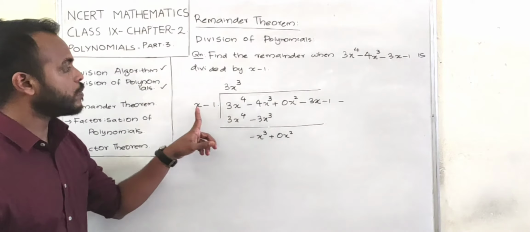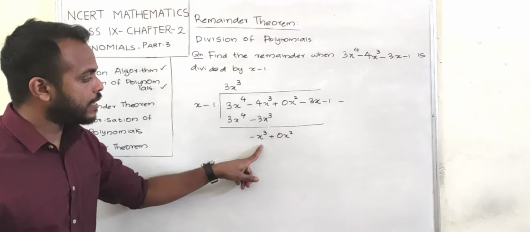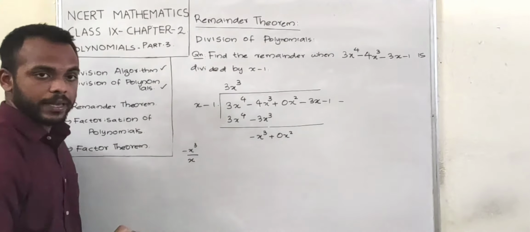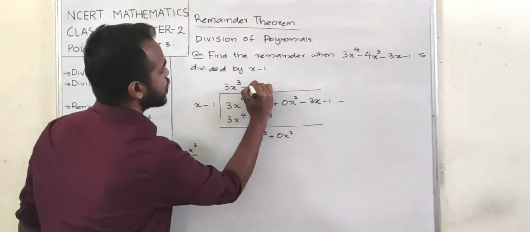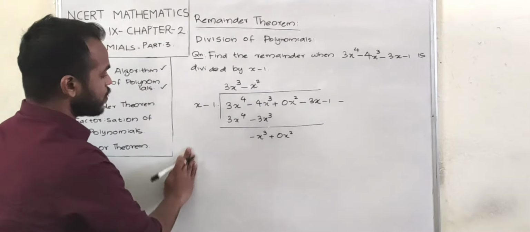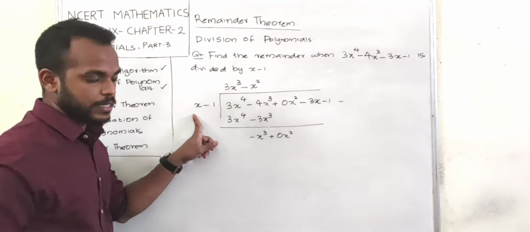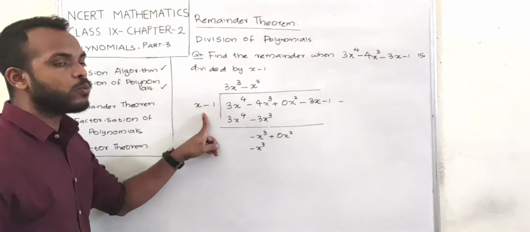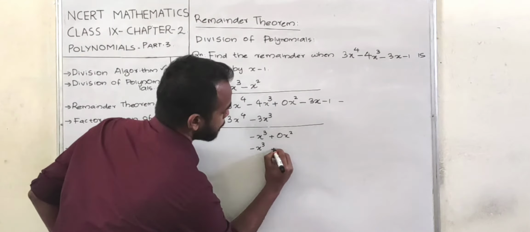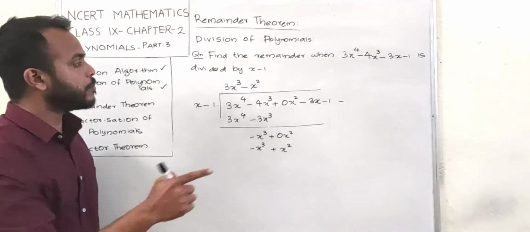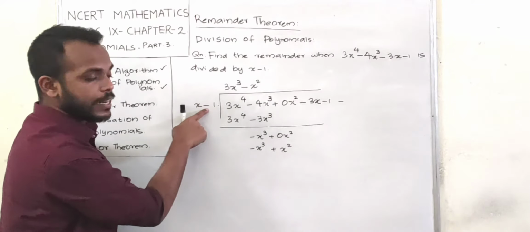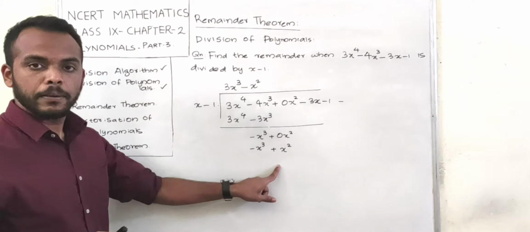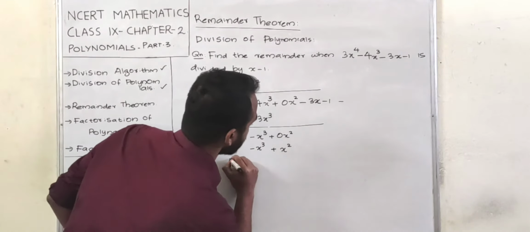Now minus x cube by x. If there is any doubt, you can clarify. Minus x cube by x is minus x square. Now minus x square into x is minus x cube. Then minus x square into minus 1 will be plus x square, right? Because there is a negative symbol here and another negative symbol in minus 1, so minus and minus becomes plus. X square into 1 is plus 1 x square, or simply x square.